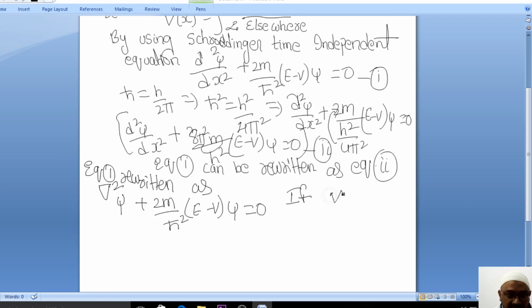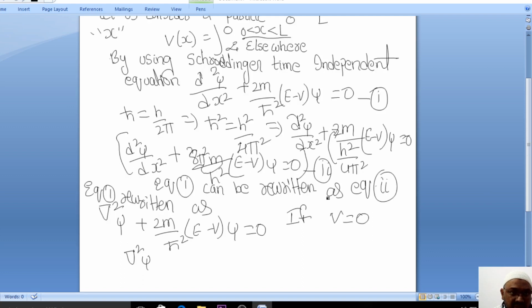See, if V is equal to 0, this equation 1 will become, and you can see where we got V is equal to 0. V of x is equal to 0 when the particle is lying between 0 to L. This first condition we are using. That is the reason I have written here V is equal to 0. So del square psi plus 2mE by h bar square psi is equal to 0.